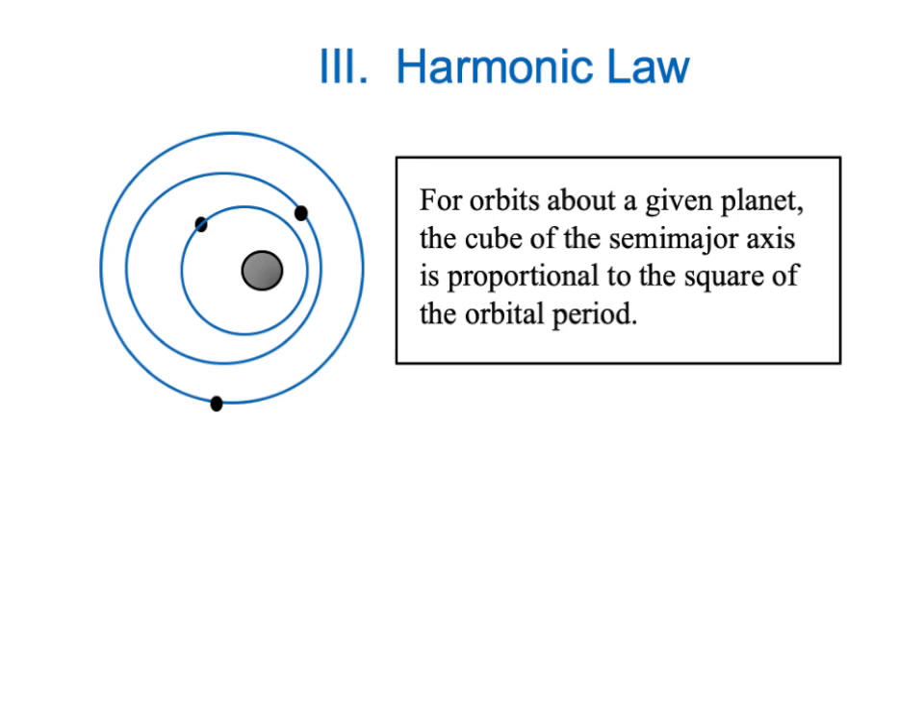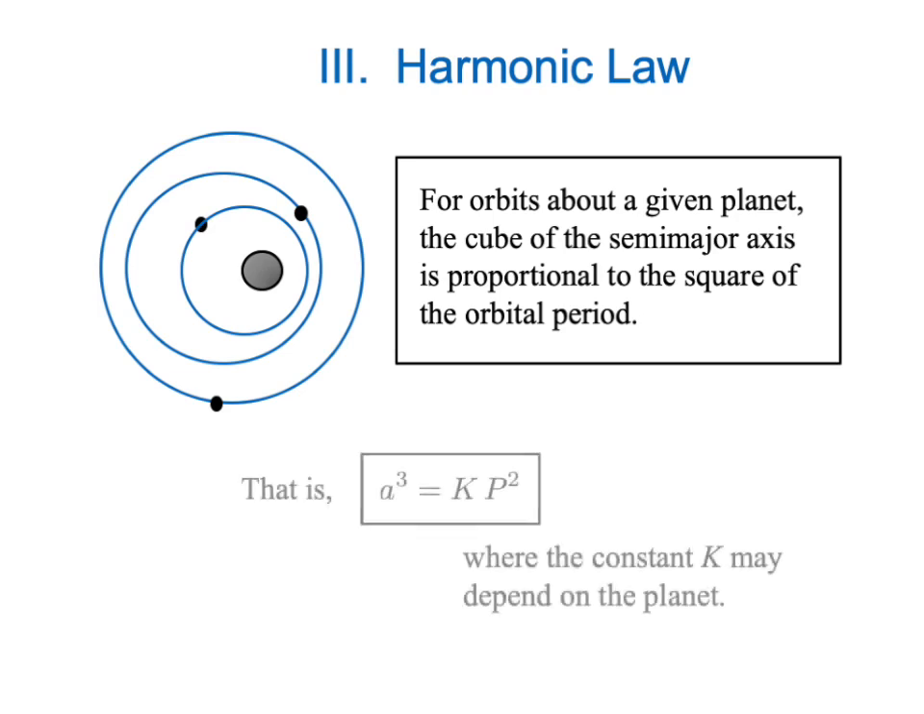Qualitatively, it means that larger orbits take longer. The orbital period, the amount of time it takes to make one complete orbit, is longer. But the relationship is not linear. The relationship looks like this, that the cube of the semi-major axis, a, is equal to some constant times the square of the orbital period, P. And that constant may depend on which planet we're talking about.